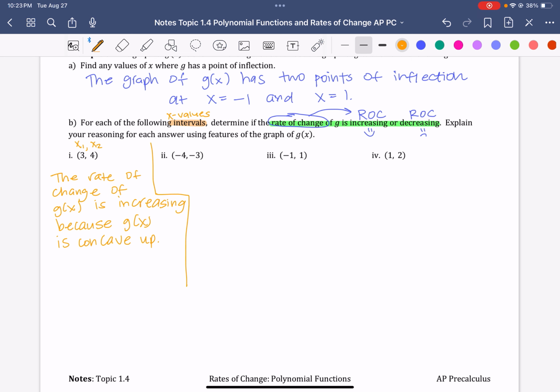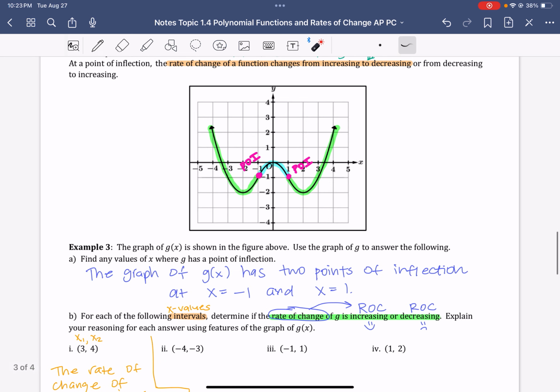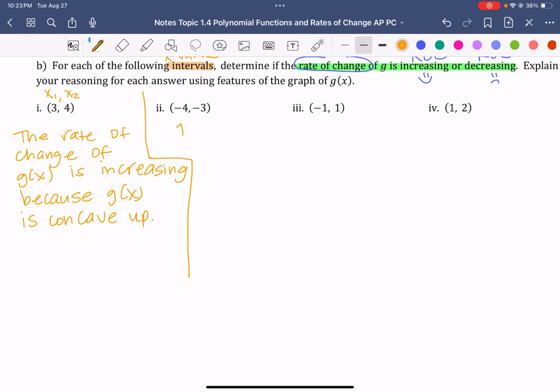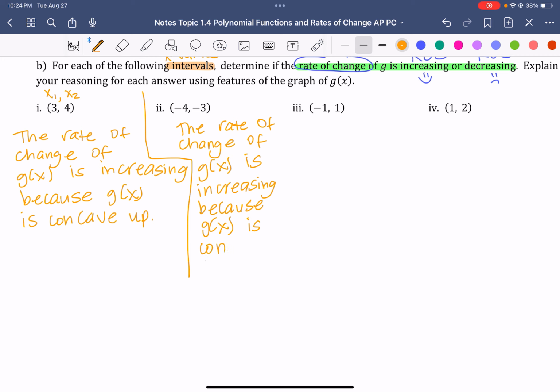Now let's do the next interval, which is -4 to -3. So I'm going to look at -4 to -3. And again, you see that we're part of that smiley face. So even though it looks like the graph is going down, which it is, it's still part of the smiley face, which is concave up. So the answer is going to be the same. The rate of change of g of x is increasing because g of x is concave up.